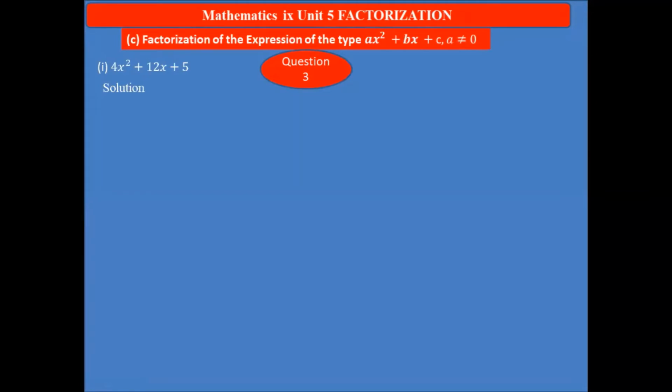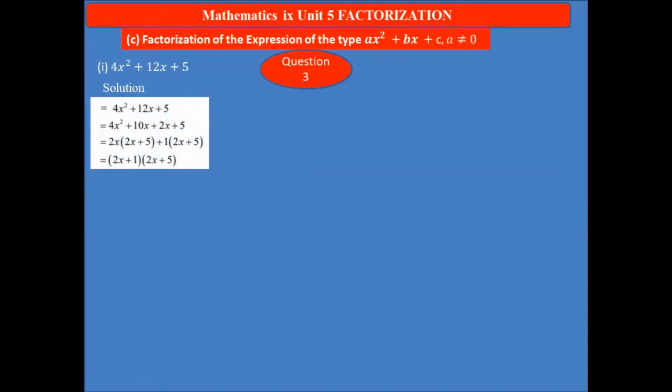When we multiply the coefficient of x, which is 4, with the constant term, which is 5, we have 20. So we have to find two factors such that when we add up these two factors we have 12, and when we multiply these two factors we have 20. So 10 times 2 is 20. So these are the two factors.